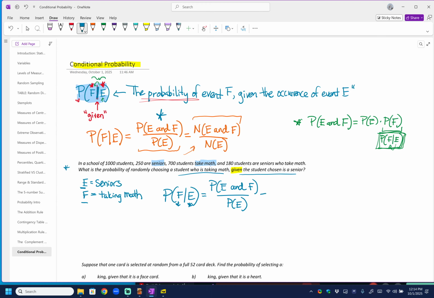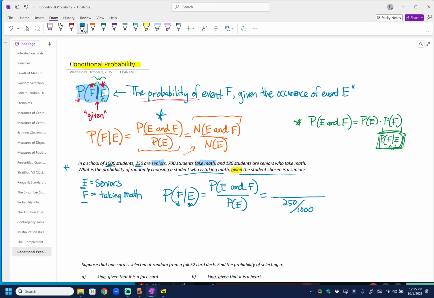Okay, so what does that look like in our problem? Well, we'll start with the probability of E, the denominator, because that's more straightforward. So what is the probability of E? Or in other words, what's the probability that they're a senior? Well, they told you that there are 250 seniors out of the 1,000 students. So that should be pretty straightforward.